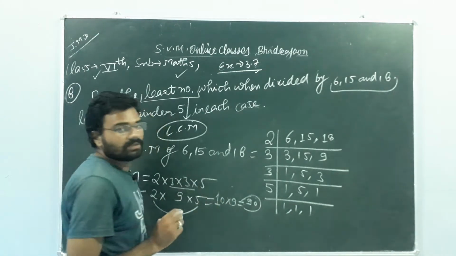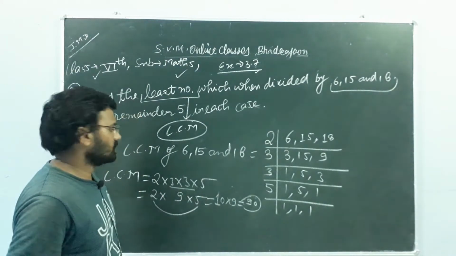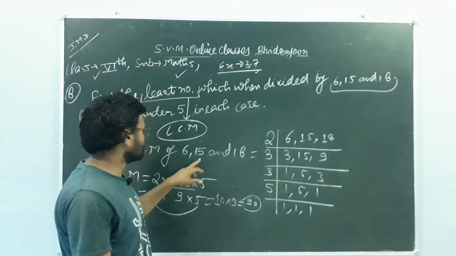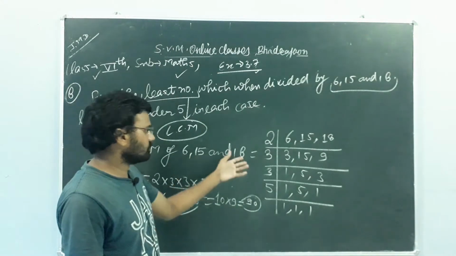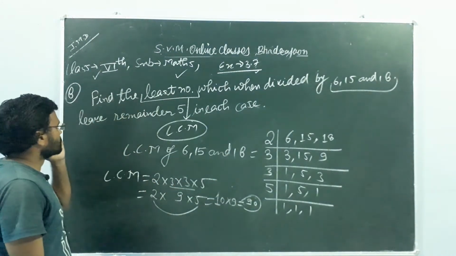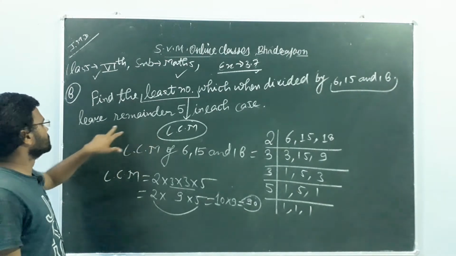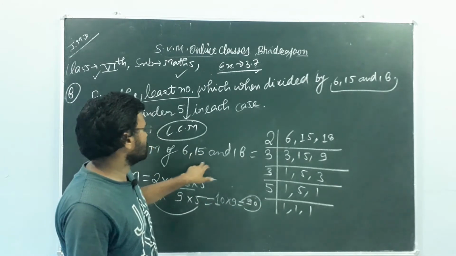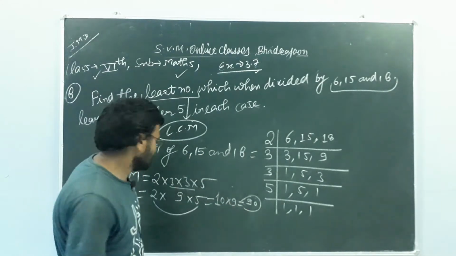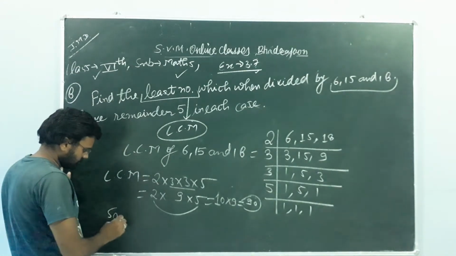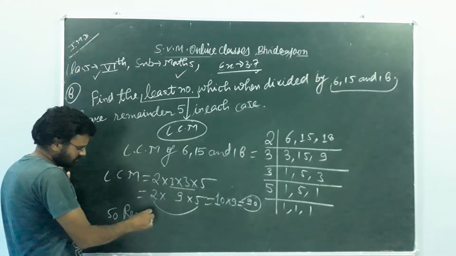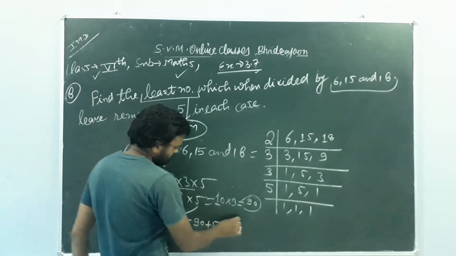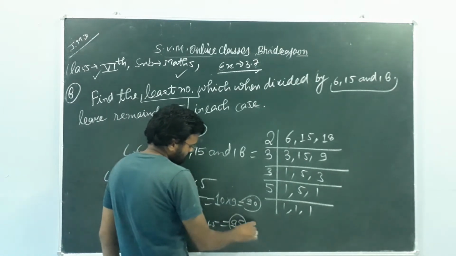Because of this 90, we can say that 90 is 100% divisible by 6, 15 and 18, by all the three. But we are not asked for dividing exactly, we are asked to leave remainder 5. So the number which will leave remainder 5 on dividing by 6, 15 and 18 will be 5 more than 90. So our required number equals 90 plus 5, which means 95. This is our answer.